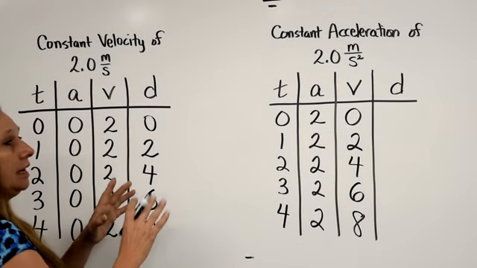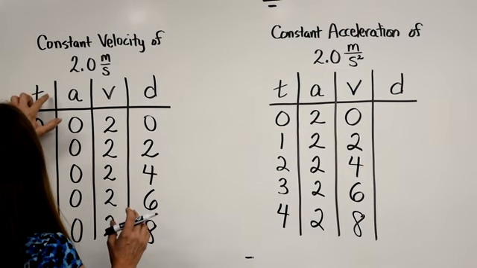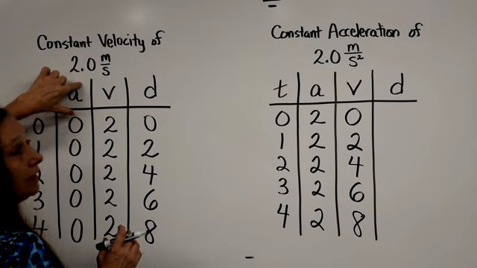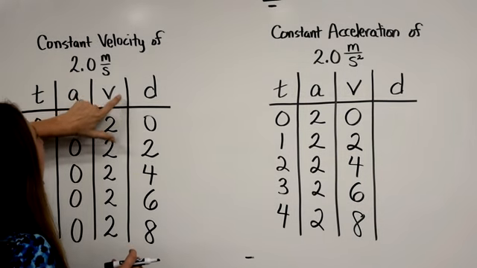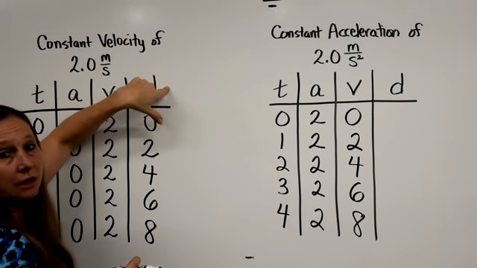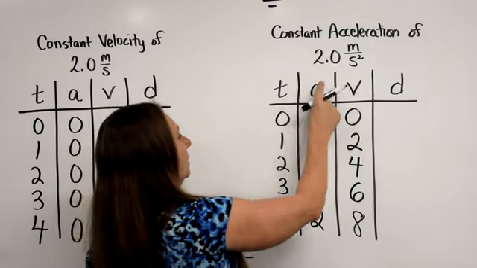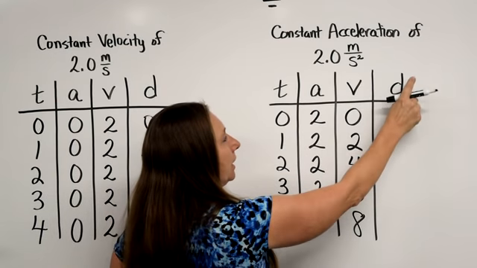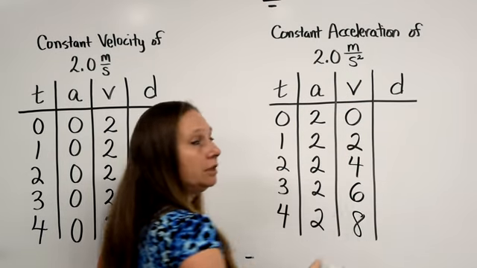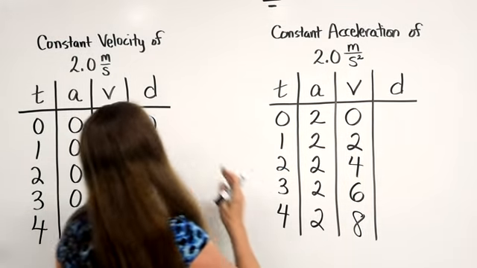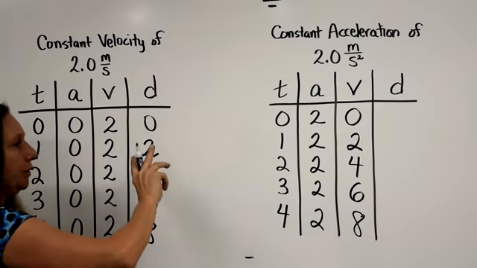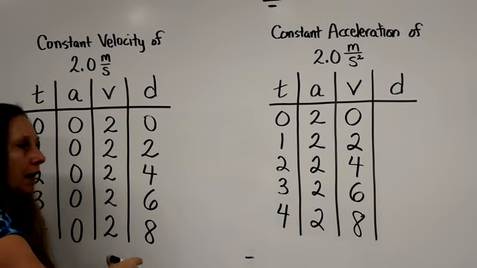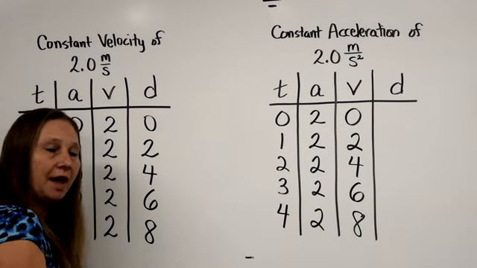Now needless to say, if I had a little more room here, I'd put all my units up here. Time is seconds, acceleration meters per second squared, velocity is meters per second, displacement is meters. Now, what about the distance or displacement? It's not going up by an even 2 every time, because you're going faster and faster.